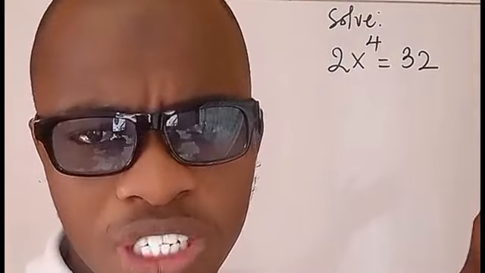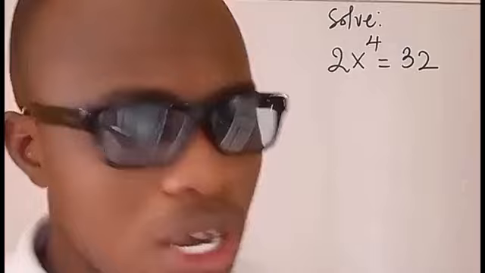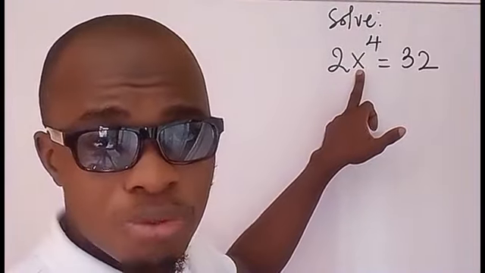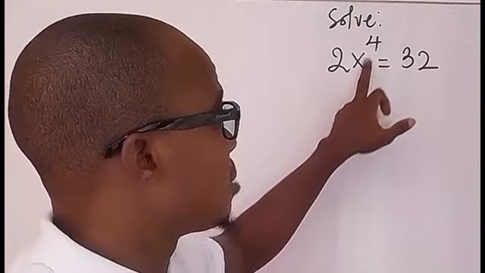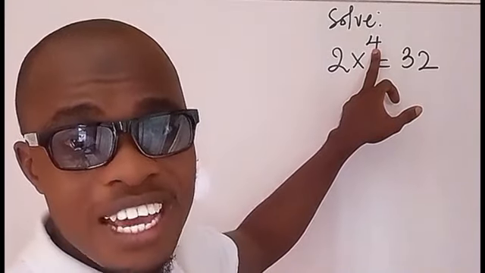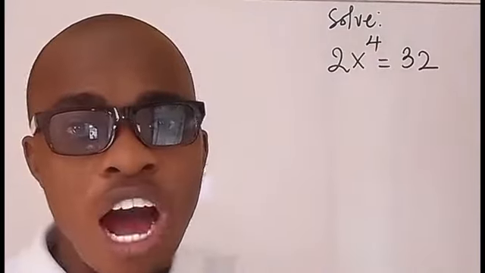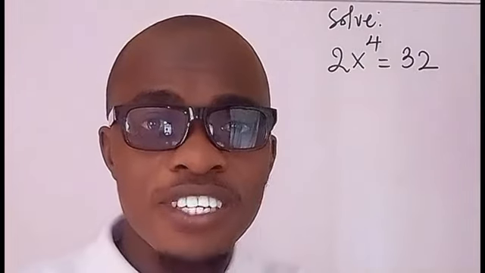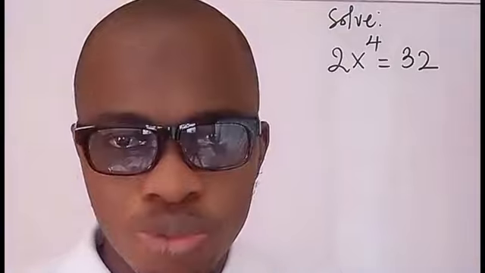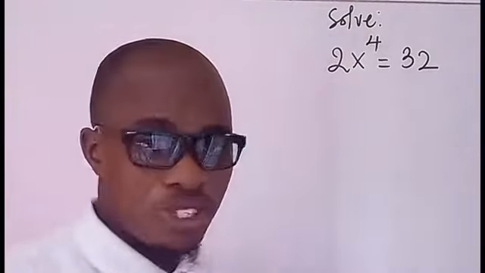How are we going to solve this? How many solutions are we going to have here? Right. So now when you look at this type of equation, anytime you see x having the highest power of 4, you should have it in mind that the equation is going to have 4 possible solutions. That's where I'm going. Okay, we have 2x to the power of 4 equals 32.